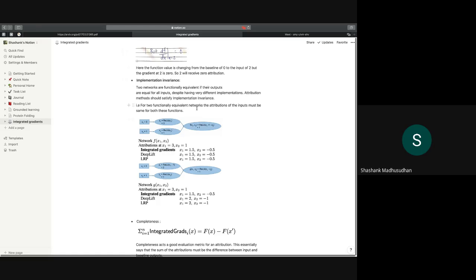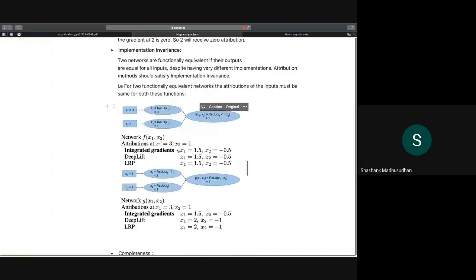If you have two networks, even though they're different, the partial derivative of the output with respect to input will be the same because you're using the chain rule. But methods like LRP violate the chain rule. They don't follow the chain rule while computing attributions. You can see this example.